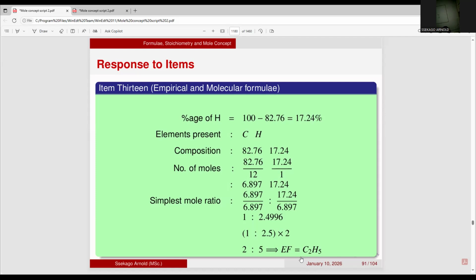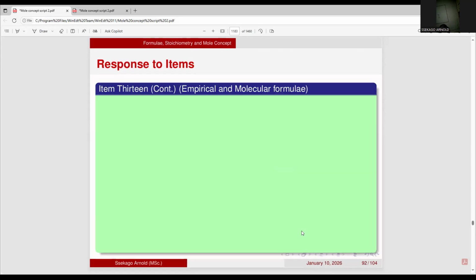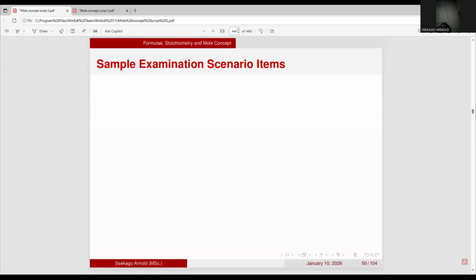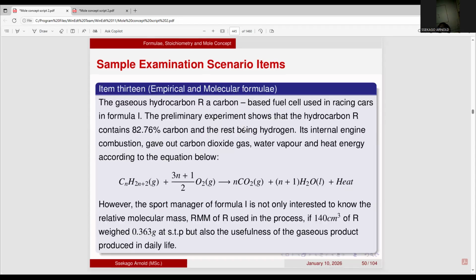As wanted, the item also wanted the molecular formula. Now we go to molecular formula. For molecular formula, there was information which was given. Let me take you back to my item. There is this information on molecular formula.